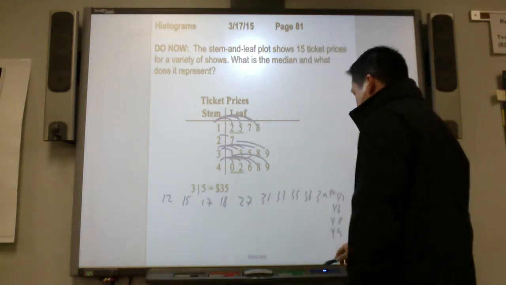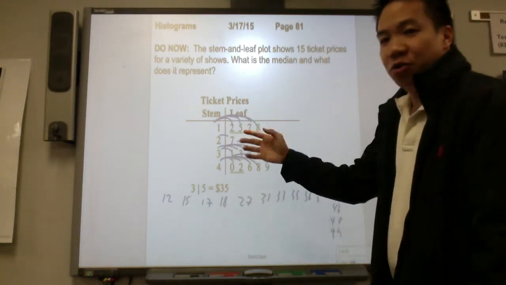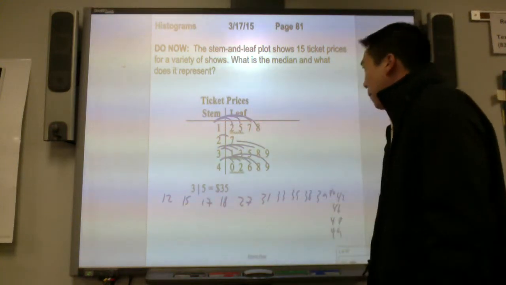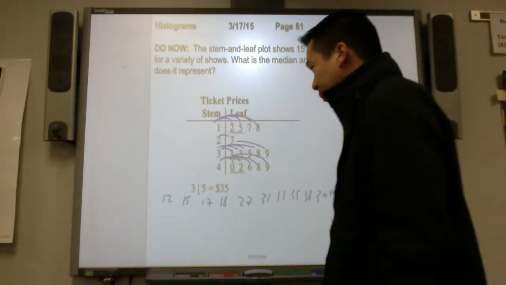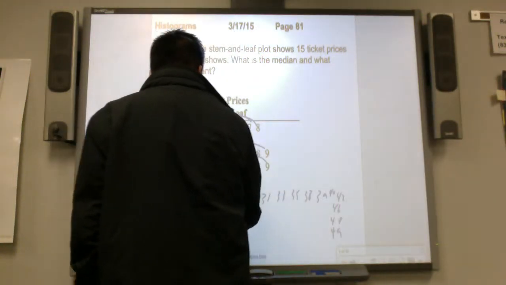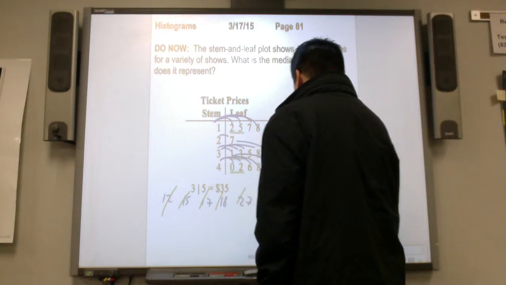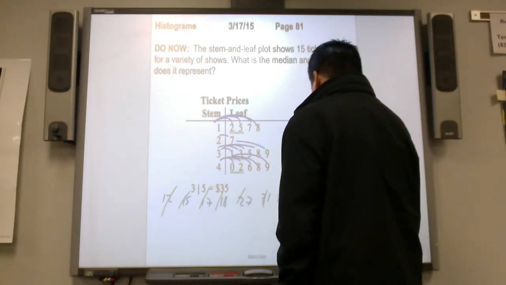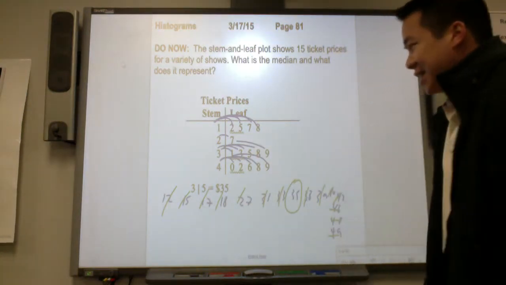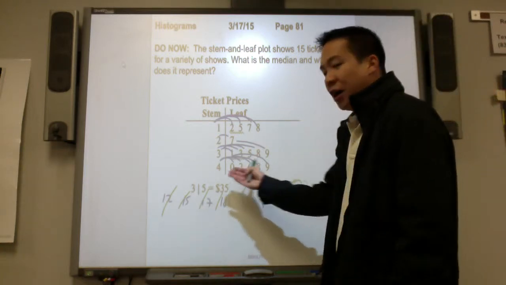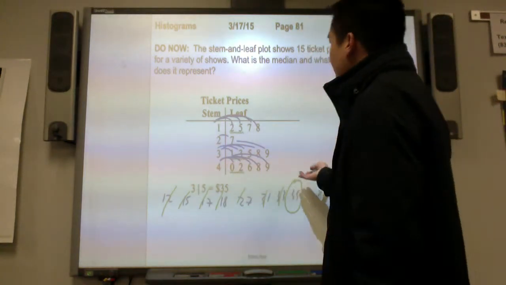Sometimes you're going to make little rainbows, or some of my kids say it's almost like the distributive property. So median is the halfway point. So I cross out 5 on the left, 5 on the right. 1, 1, 1, 1. 35 is the median. What does that mean? 35 is the median. Half of the data is less than $35.